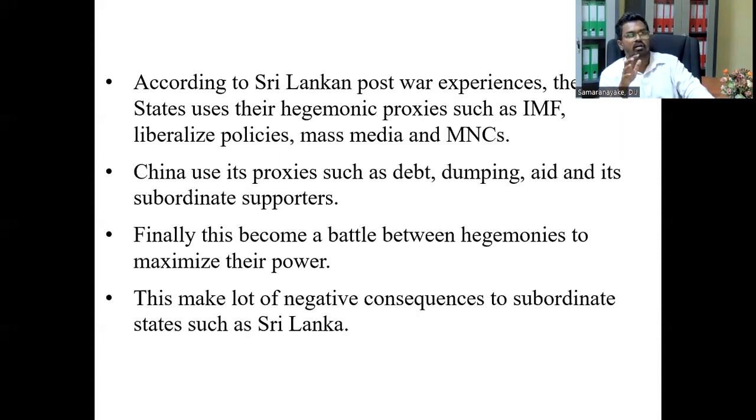And then it's called the Sri Lankan context. We got affected, as we discussed, by different hegemonies. Timely, China used different proxies like debt dumping and Chinese aid, and the United States used proxies like organizations. Nowadays it's even going on with the IMF and mass media, MNCs, multinational corporations. So they are using the US strategy. There was a nice discussion, I think on the BBC or somewhere.